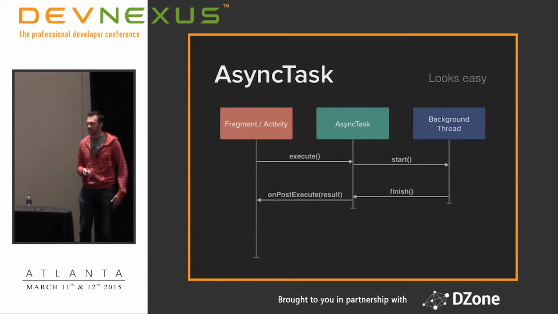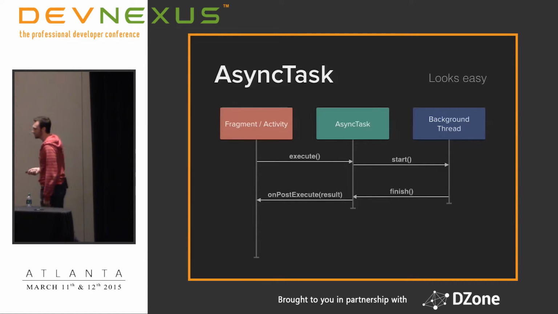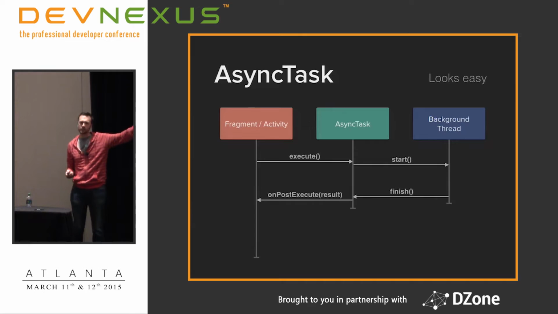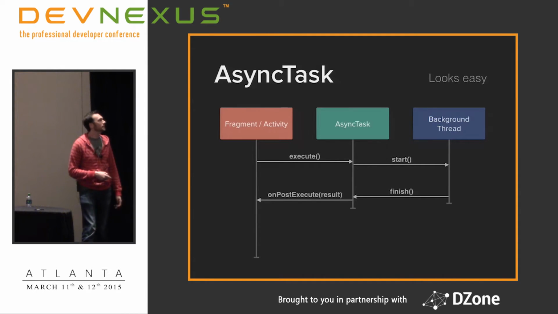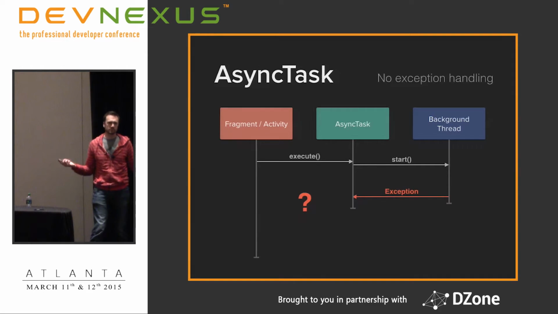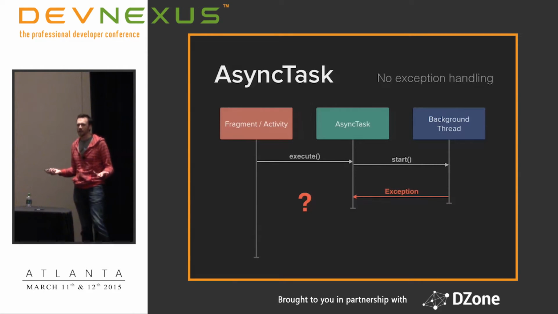So anyways, AsyncTask. Like I said, basically from your fragment or activity, you can fire up an AsyncTask. It'll handle creating a background thread, doing some work, coming back and managing getting that result back to the UI thread for you. Sounds very simple, right? Why wouldn't you just use this? Well, one of the main flaws in the design of AsyncTask is that it doesn't support handling exceptions. That's kind of crazy, right?